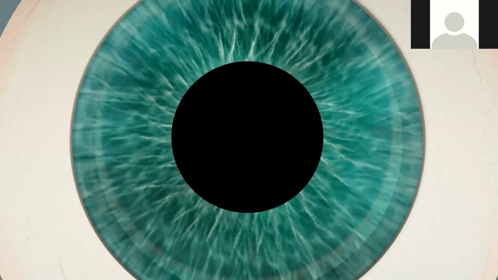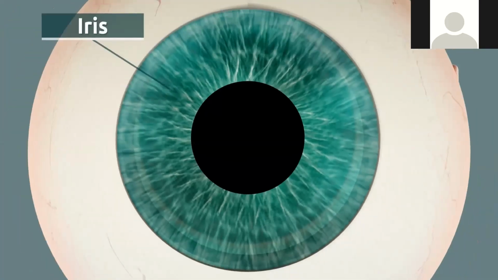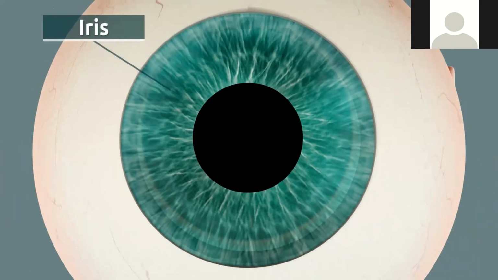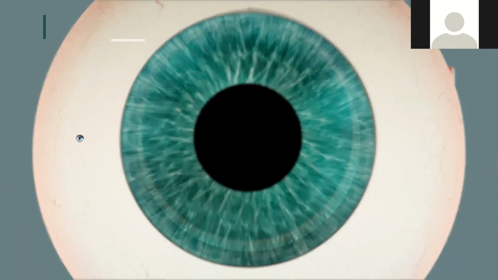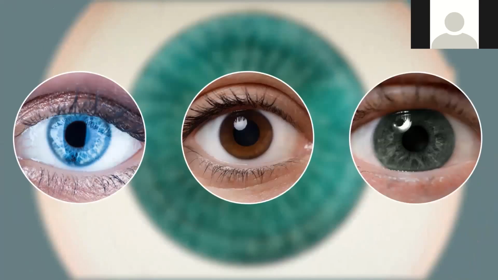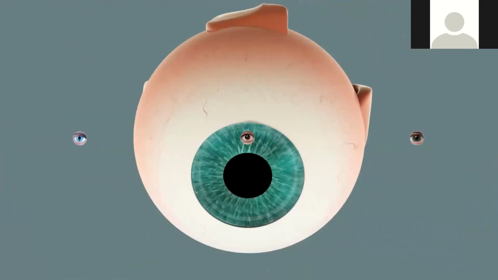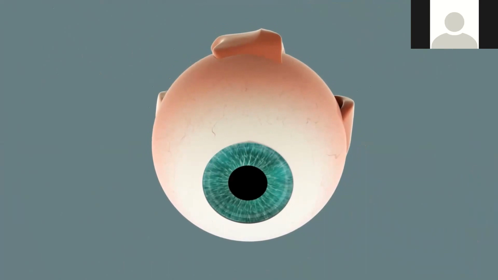The iris controls the amount of light that enters the pupil, and it is also the part of the eye that has color. That's why we say that some people have blue eyes, while others have brown or green eyes. Did you know that eye color is an inherited trait?